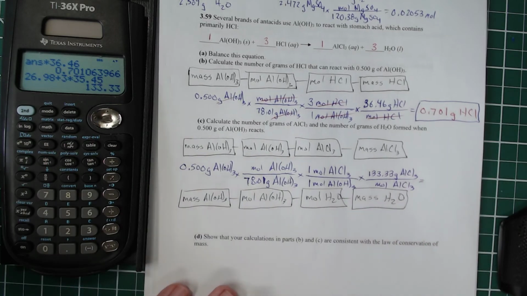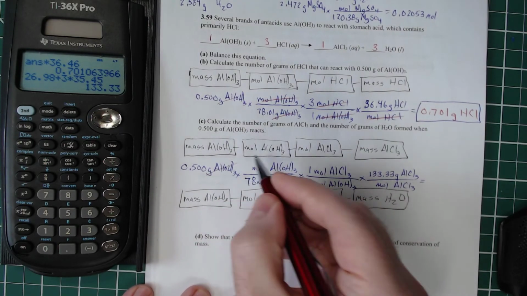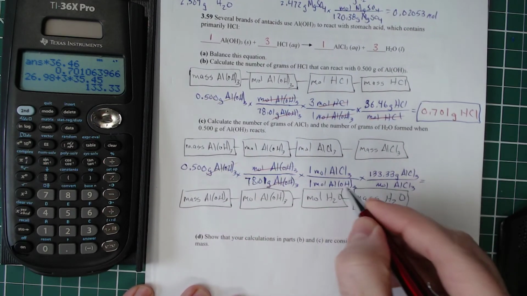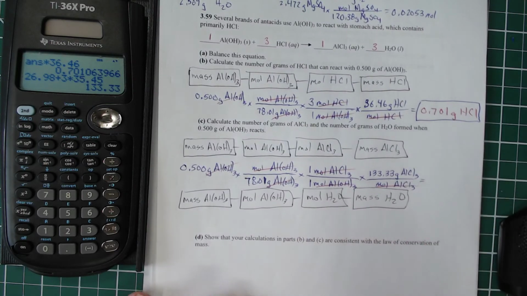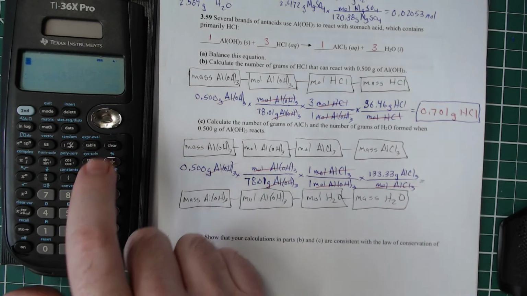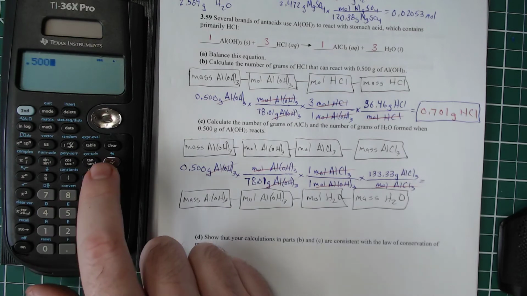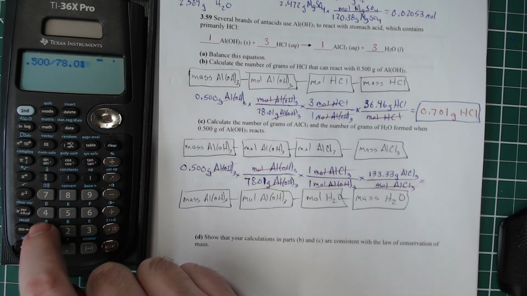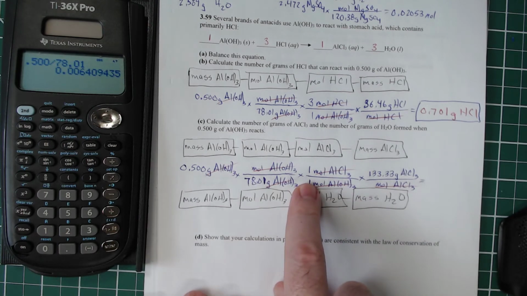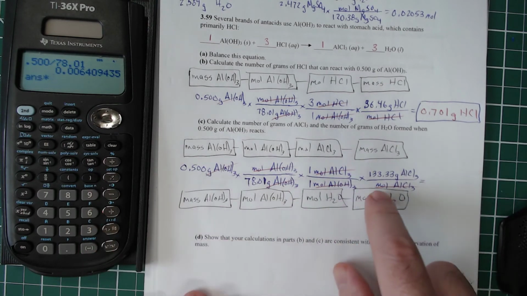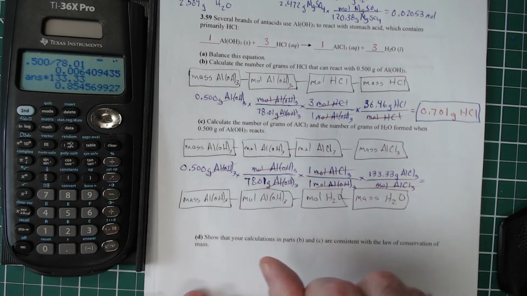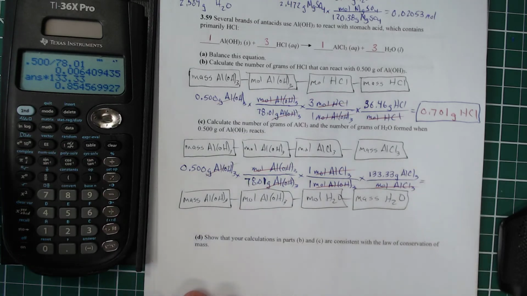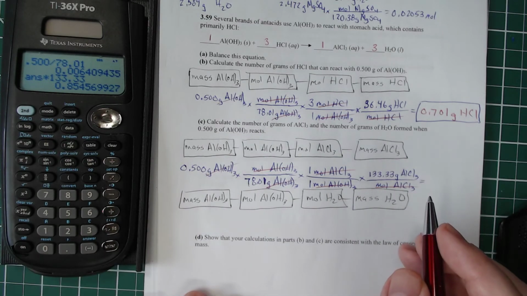Let's do the dimensional analysis real quick. So grams of aluminum hydroxide cancels out, moles of aluminum hydroxide cancels out, moles of aluminum chloride cancels out, and that gives us grams of aluminum chloride. So I'm going to clear all that, and we'll do 0.500 divided by 78.01. We'll multiply by 1. I'm not even going to enter that in. And now we're going to multiply by 133.33. 133.33. And that gives us 0.855.